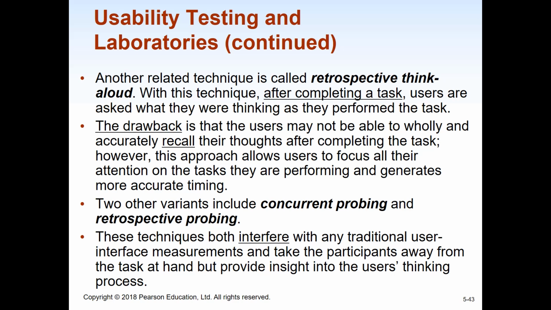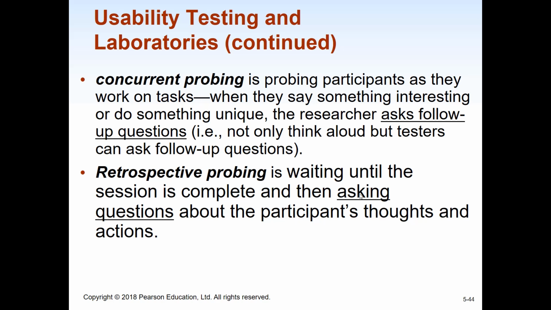Okay, we have some other thinking around things like our other titles for these. We can call them concurrent probing and retrospective probing. These techniques both interfere with any traditional user interface measurements and take the participants away from the task at hand, but provide insight into the user's thinking process. The designers are highly recommended to reduce the amount of cognitive load needed to perform a specific task by users.